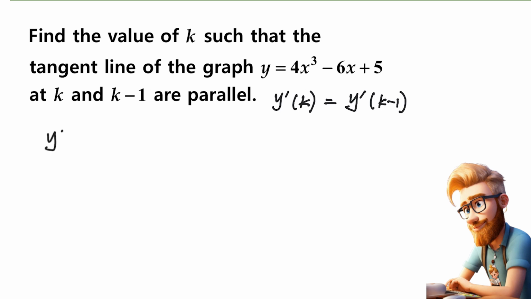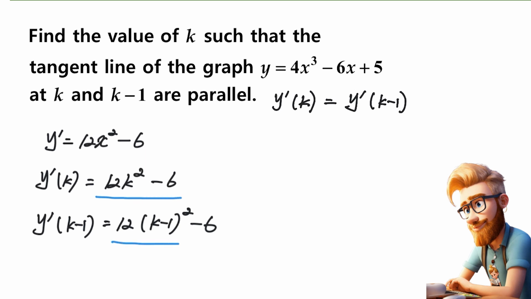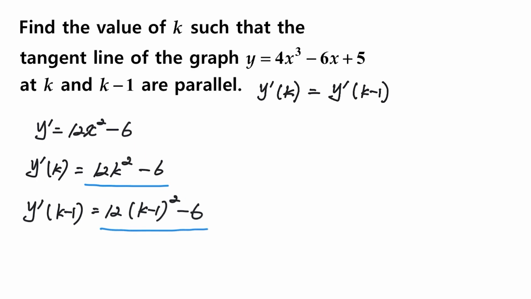So y prime is equal to 12x squared minus 6. So y prime of k is equal to 12k squared minus 6. What about y prime of k minus 1? That's 12 times k minus 1 squared minus 6, right? So what we can do is set this expression equal to this, right? So we have 12k squared minus 6 is equal to 12 times k minus 1 squared minus 6.